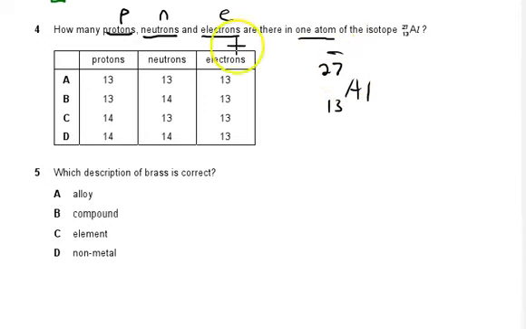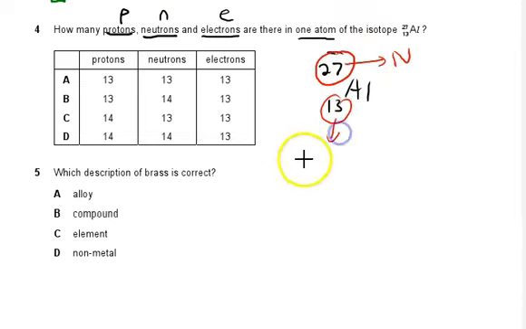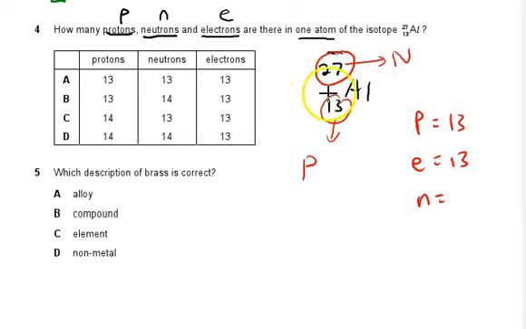So this is the nuclear number with a big N. This is the proton number, and the proton number here will be equal to the electron number. For the neutron number, we have to subtract this, so we'll be getting 14. If it is an isotope, you have the same proton number, so this will also be 13.